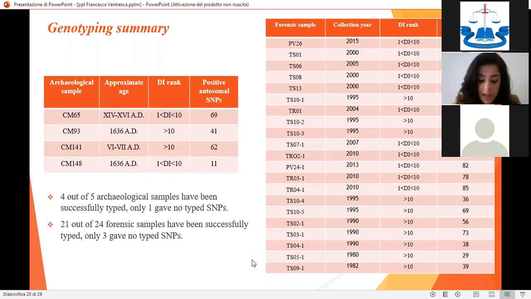Anyway, the results I've obtained were surprising because I did not expect to be able to get DNA profiling from very, very ancient skeletal remains. Actually, as I told before, the bones belong to the 6th to 17th century after Christ.